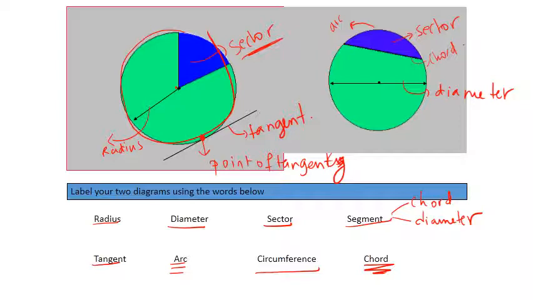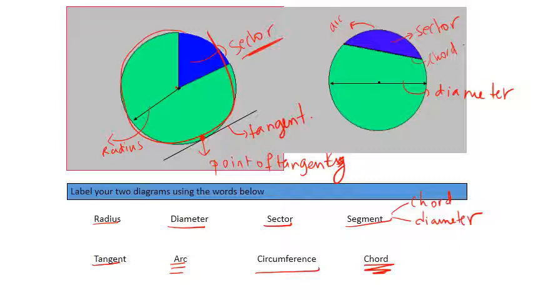What's a tangent? A tangent, this is the tangent. It's a straight line that cuts the circle at only one point, so it's called a tangent. Okay, and this point is called the point of tangency. It's where the tangent meets the circle.